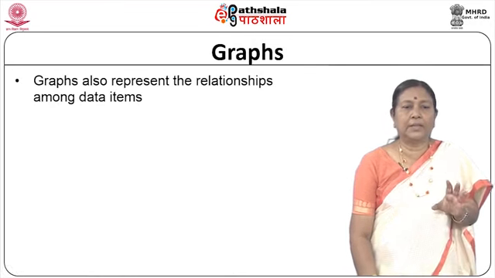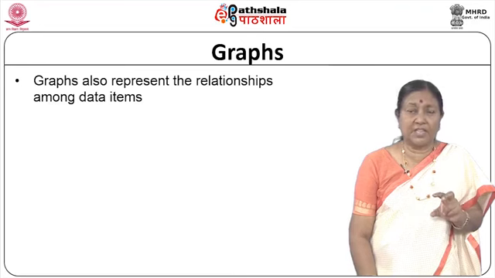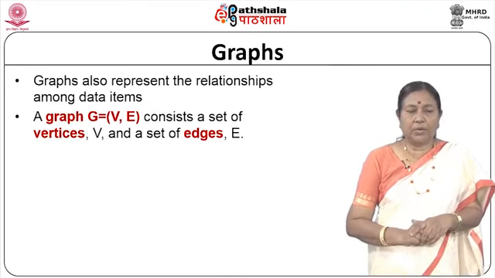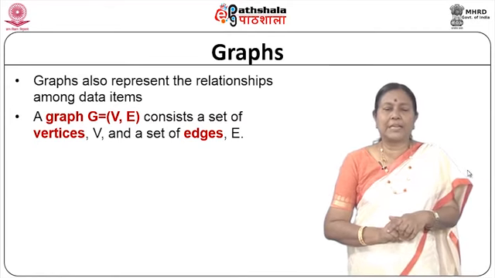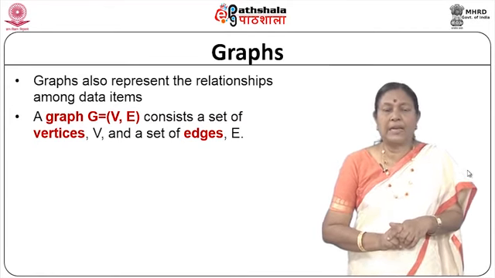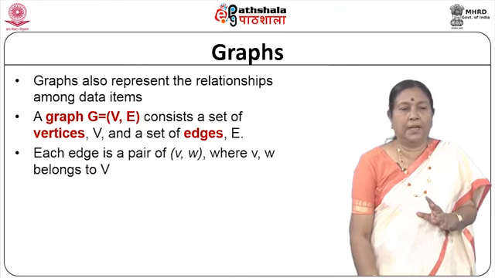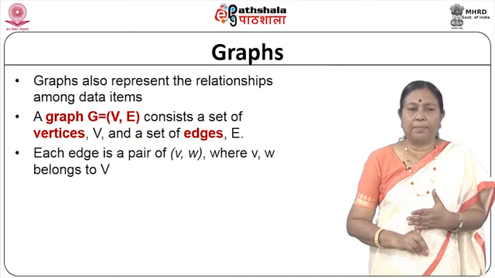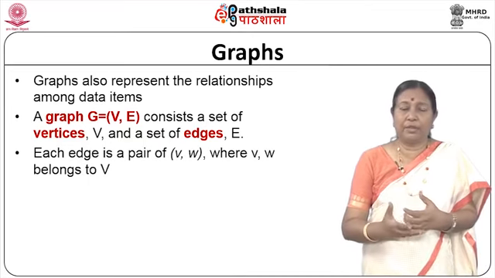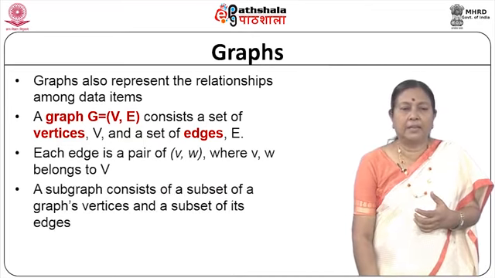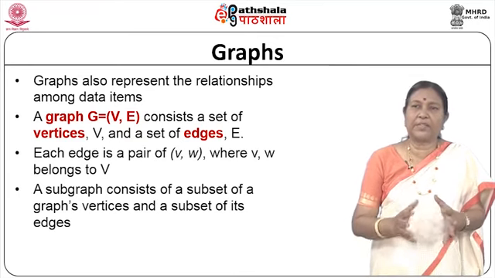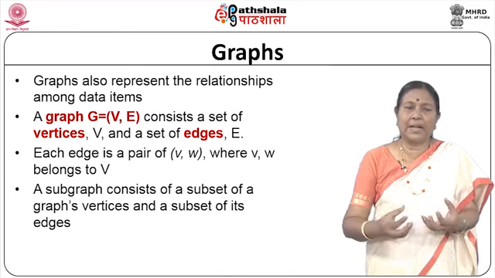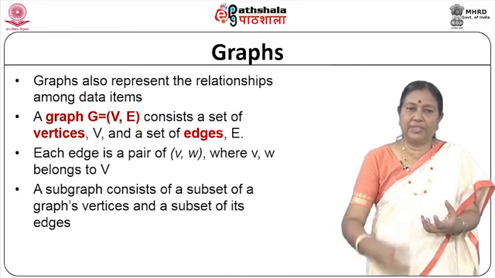Now graphs also represent the relationship among the data items. So a graph is generally represented as G = (V, E), which consists of a set of vertices V and a set of edges E. And each edge is a pair (V, W), where V and W belong to the set of vertices, and a subgraph consists of a subset of the graph's vertices and a subset of its edges. So a subgraph will have a subset of V and a subset of E.